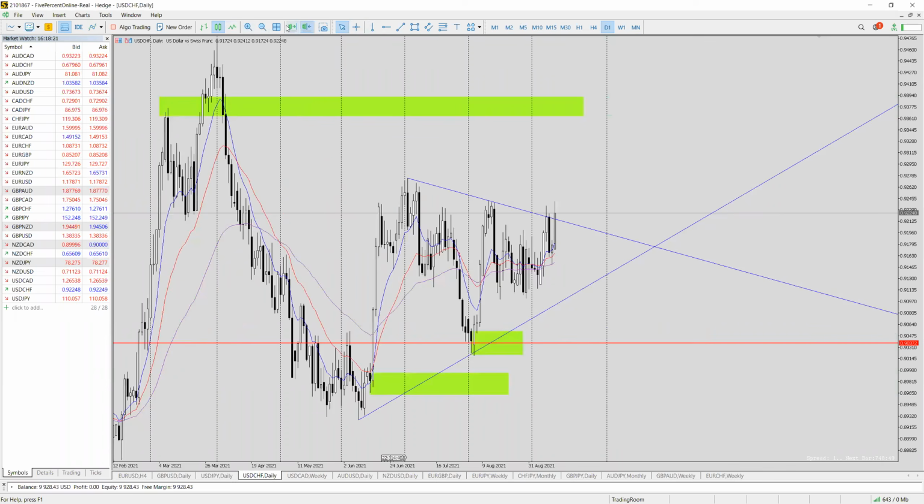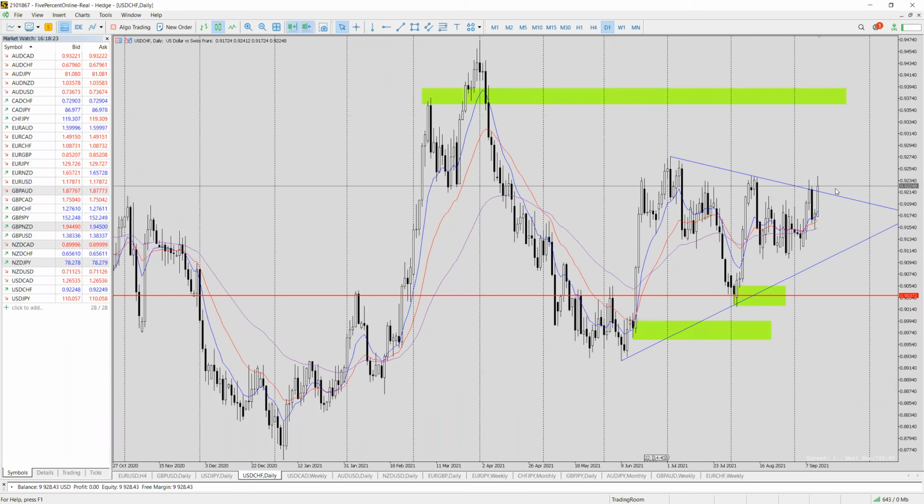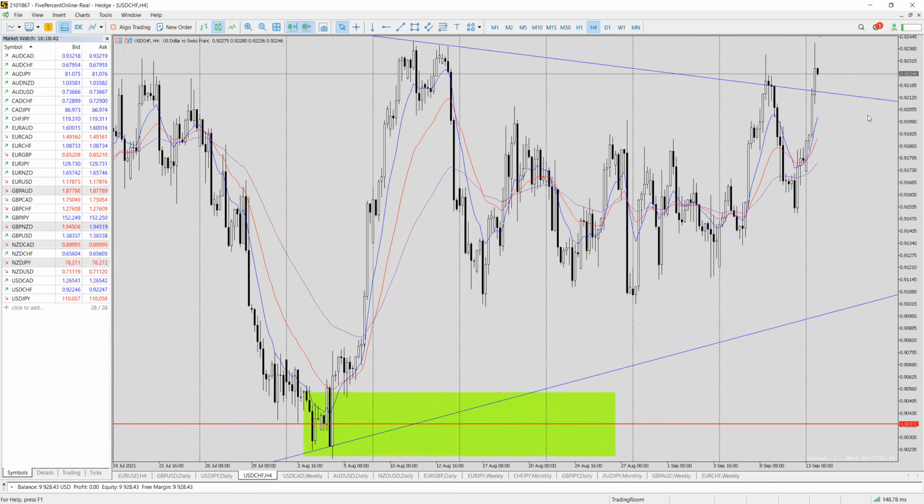So basically, if the dollar Swiss does close above this triangle and manages to go higher, this whole area somewhere in between these points could be the next target. Obviously, it has some other resistance areas along the way. What I would do is preferably wait for a retest of this trend line.